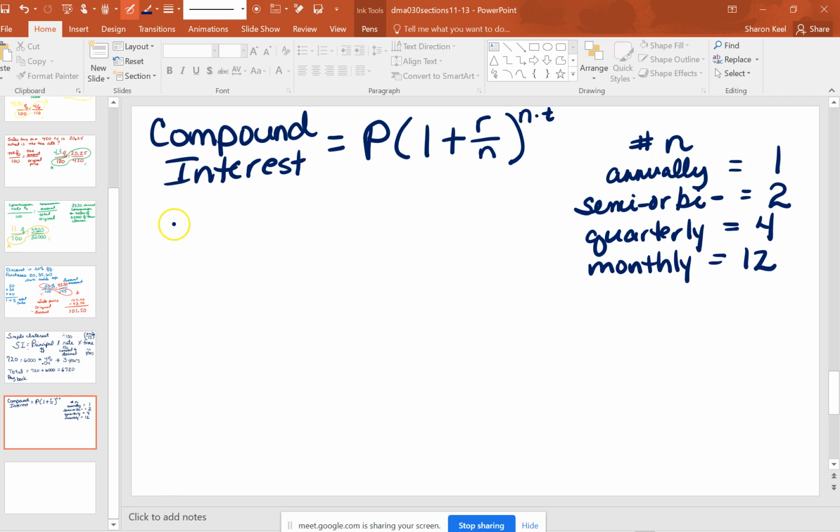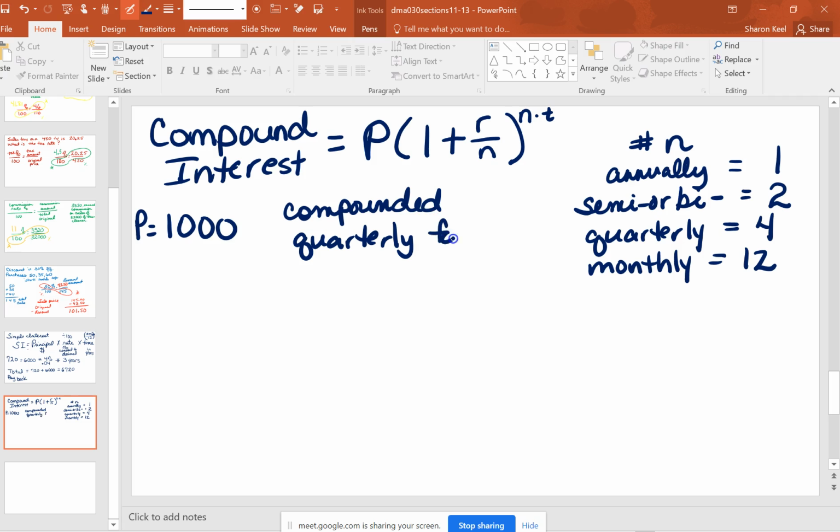So let me give you this amount. Let's say you have $1,000 and that is your principal. Let's say it is compounded quarterly for 5 years at, and let's say it is 7% interest.